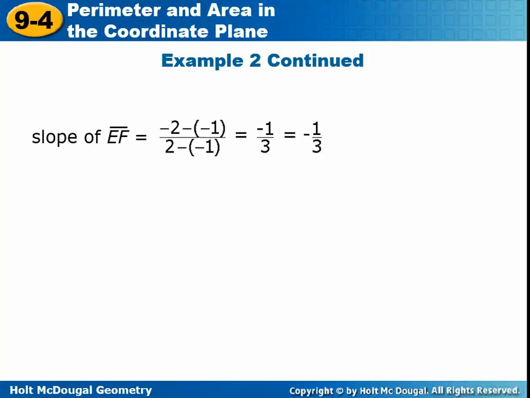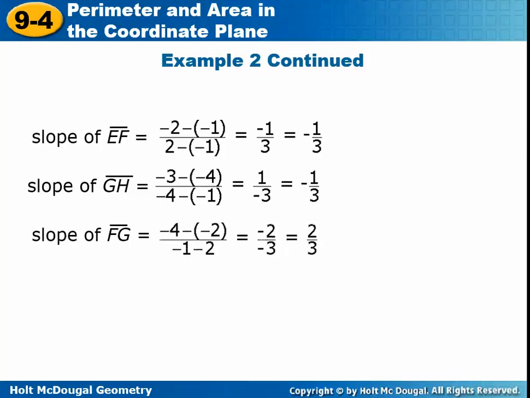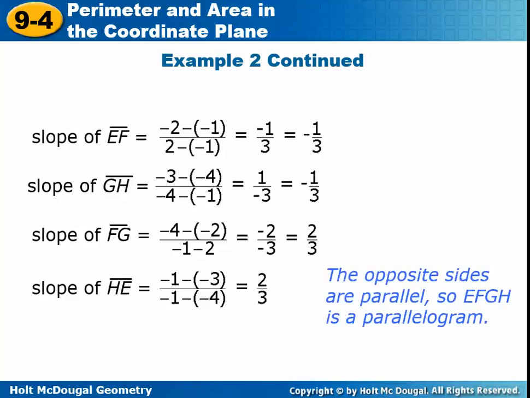We find the slope of EF is negative 1/3. Slope of GH is negative 1/3. Slope of FG is 2/3. Slope of HE is 2/3. Therefore, it is a parallelogram.